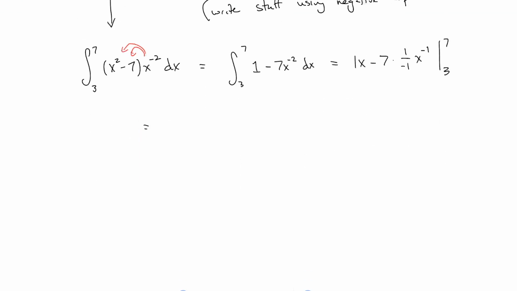Plug the numbers in. The 7 goes in. It's just 7 minus 7 times, that's a negative 1. Can I write all of this as a plus 7 and a plus 1? It's plus 7 times 1 to the negative 1. And then subtract, plug in 3 everywhere. 3 plus 7 times 3 to the minus 1. This is my answer. All right?